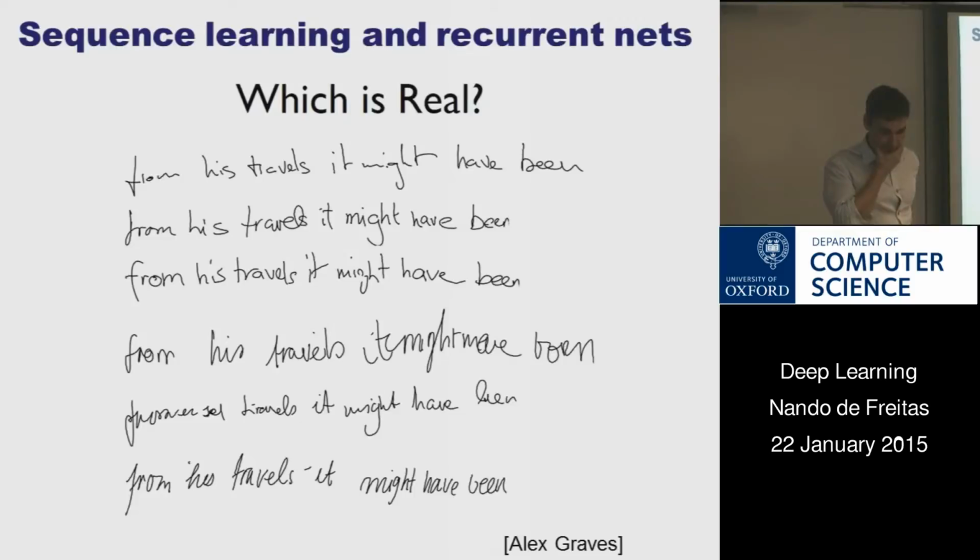Alex had a slide with this that I stole from him, and one of these, I believe, was written by a human, and the other ones were written by his machine, by his neural network with time and memory in it. Can you tell which is human? I actually don't know which one was the human, but the point being that they're so alike, so plausible, that they start telling you that for some of these tasks, machines are performing incredibly well.